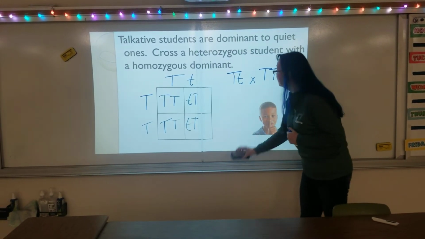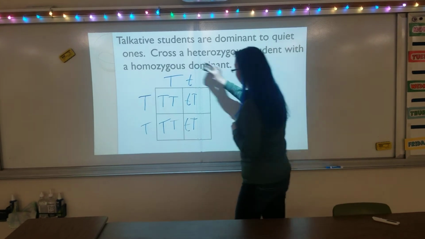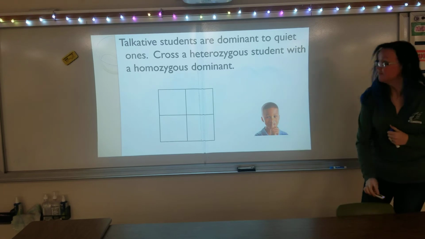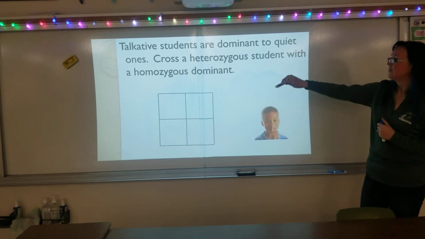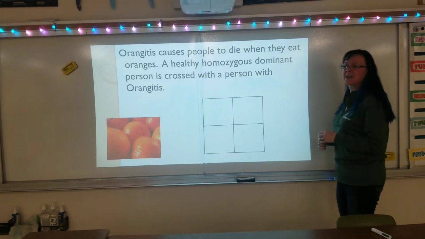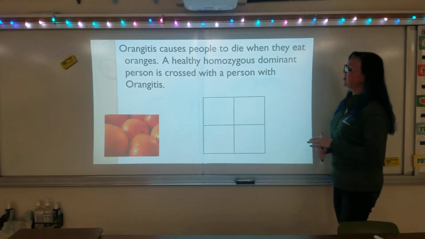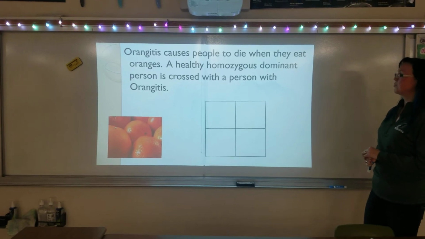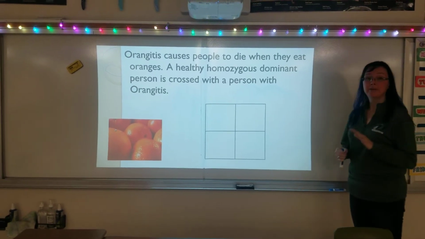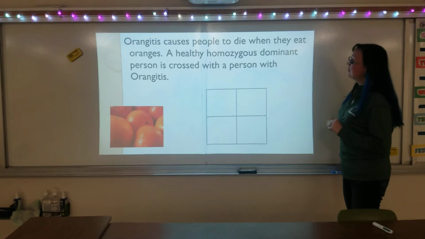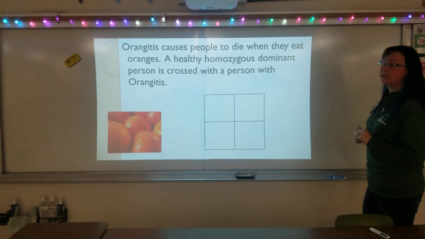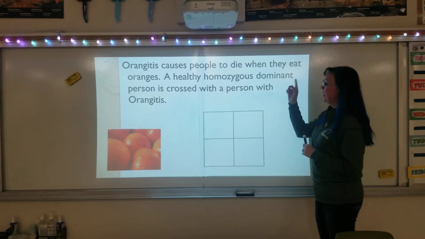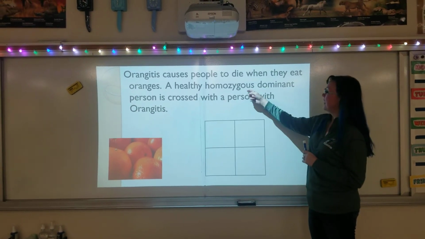Let's do some more. We'll do one more together. Orangitis. You can tell I was probably running out of ideas by now. Orangitis causes people to die when they eat oranges. A healthy homozygous dominant person is crossed with a person with orangitis. So we've got to figure out our dominant again. It really doesn't tell us which one is our dominant, so we're going to have to figure this out here. It says that it causes people to die when they eat oranges, a healthy homozygous dominant person.